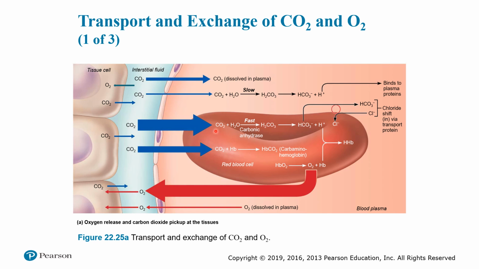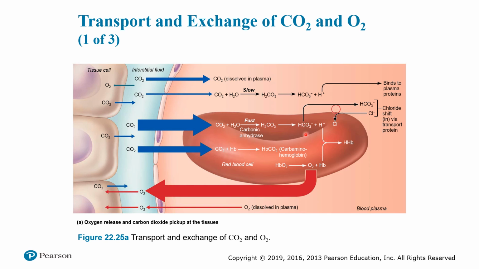So this carbon dioxide goes into the RBC. In the RBC it combines with water, and now we have an enzyme known as carbonic anhydrase. This carbonic anhydrase makes carbonic acid, which dissociates into bicarbonate and hydrogen ion. And this is a fast reaction because of this catalyst. And now let's see what happens to the bicarbonate ion. This is beautiful.